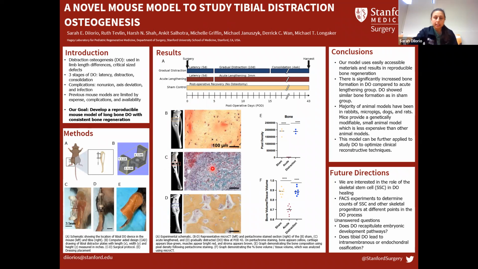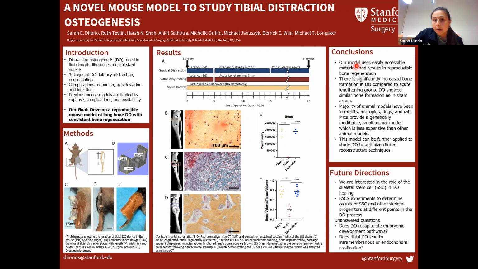Now looking at our next condition, this is the acute lengthening. We see a lot of stroma and cartilage, indicating a fibrous non-union. And then finally, in our DO condition down here, we see bone that looks quite similar to our sham bone. This is also represented here when we analyze the pixel density and the bone volume over tissue volume. So this is a representation of histology and then of micro-CT. There's no significant difference between DO and sham. However, there is a significant difference between acute lengthening and the other two conditions.